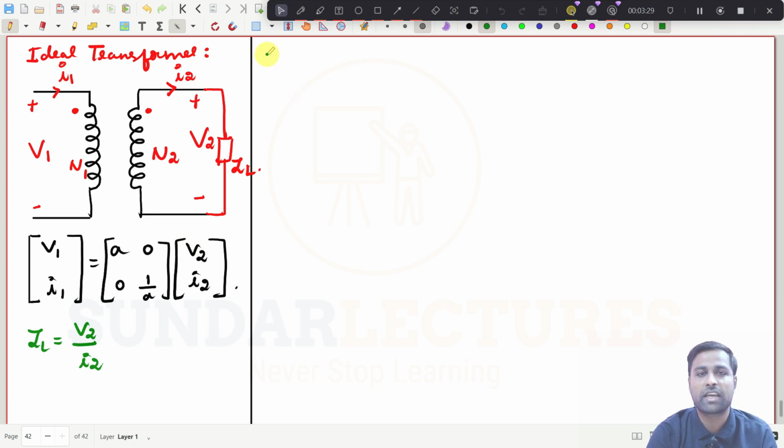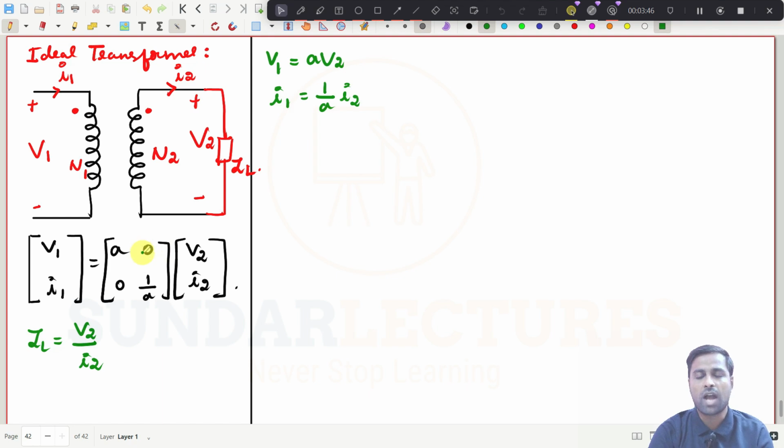So what you can write here, what is V1? V1 can be written as A into V2. And what is I1? I1 can be written as 1 by A into I2. This is the equation we know, right?